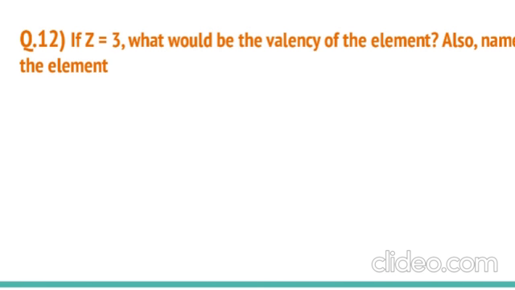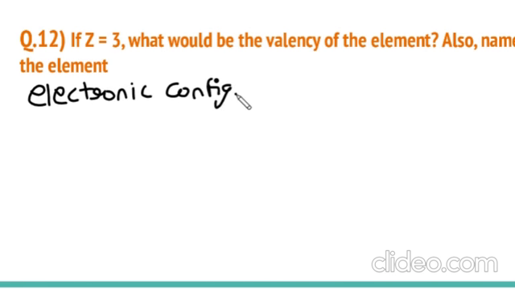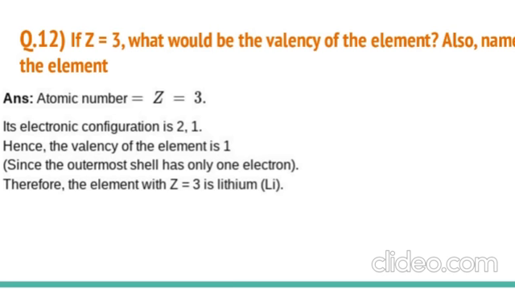Now we know that the atomic number is Z. So what will be the electronic configuration? I'm just writing in short, the electronic configuration will be 2 in the K shell and 1 in the L shell, right? So 2, 1. Now only one element has this, which is Li, that is lithium. So only lithium has an electronic configuration of 2, 1. So here is how you will do it.